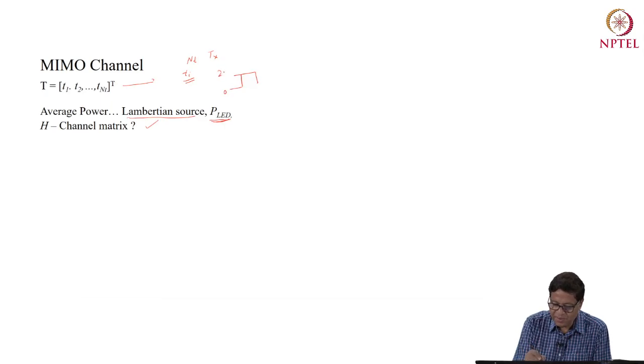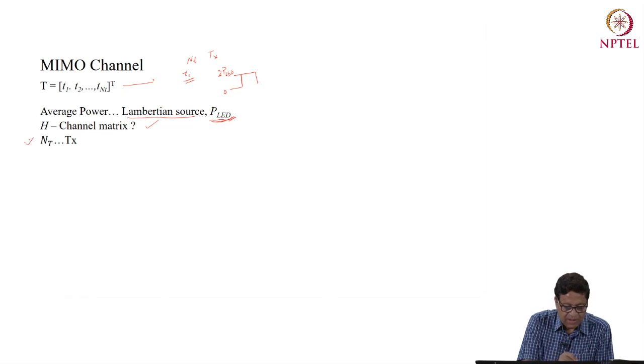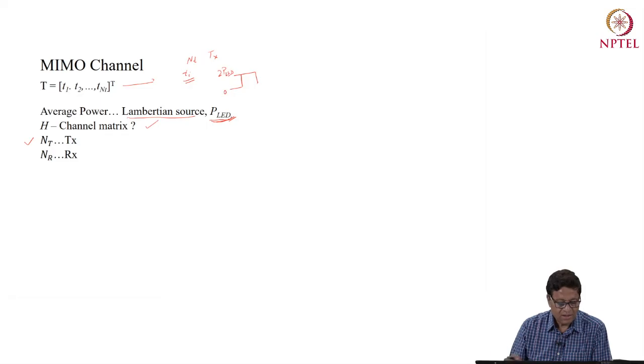So that will be the maximum power corresponding to 1. And the average power is 1. So this average power is PLED, and it's a Lambertian source. And I'm assuming NT transmitters. There are NT transmitters on the ceiling and NT receivers.